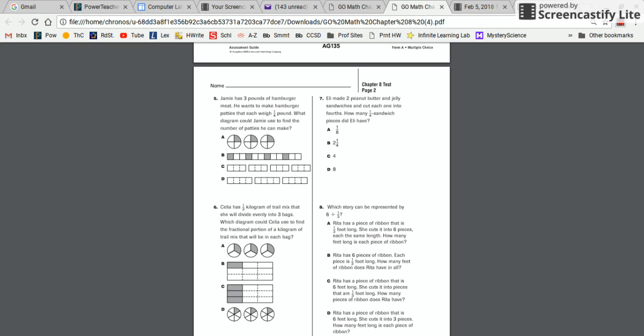Number 7. Eli made 2 peanut butter and jelly sandwiches and cut each one into fourths. How many 1/4 sandwich pieces did Eli have? A. 1/8. B. 2 1/4. C. 4. Or D. 8.